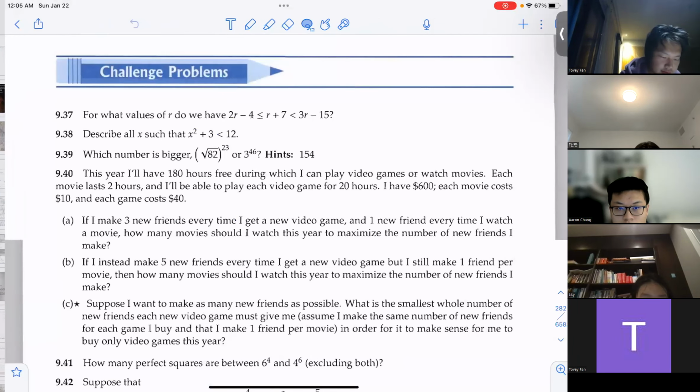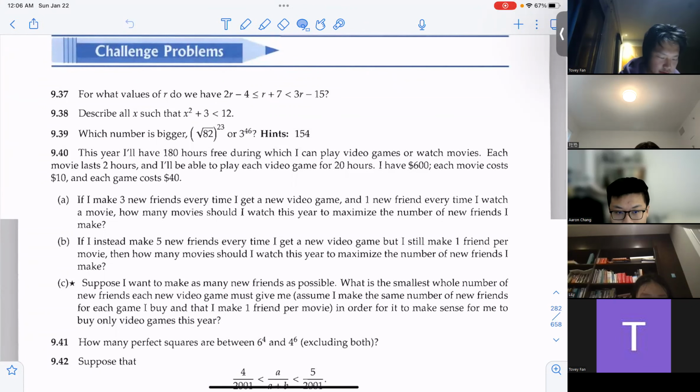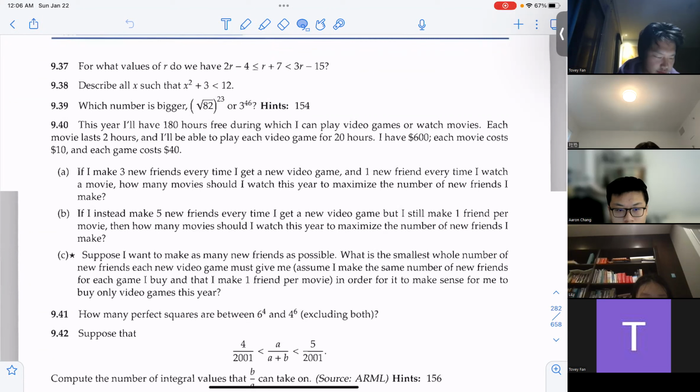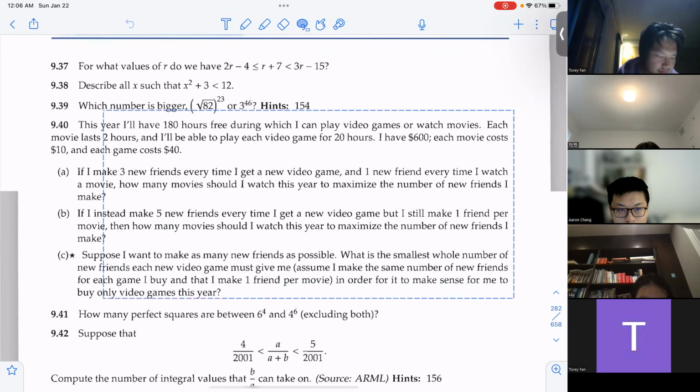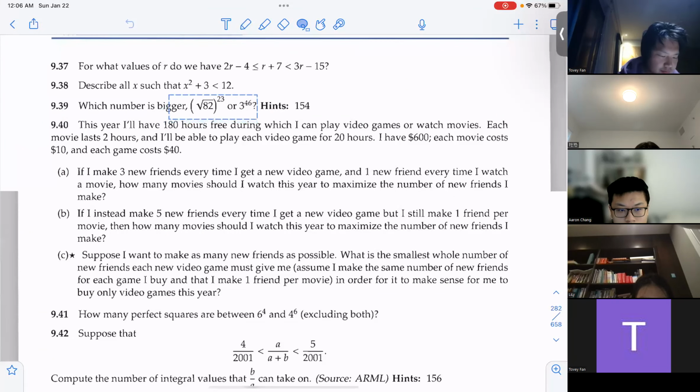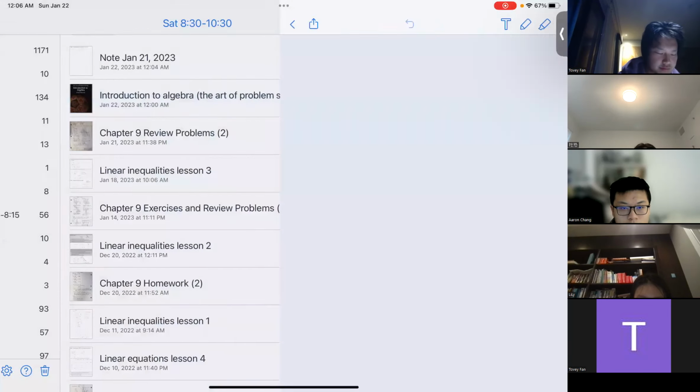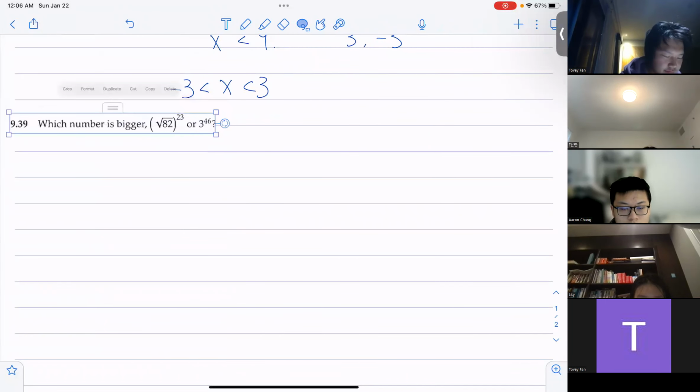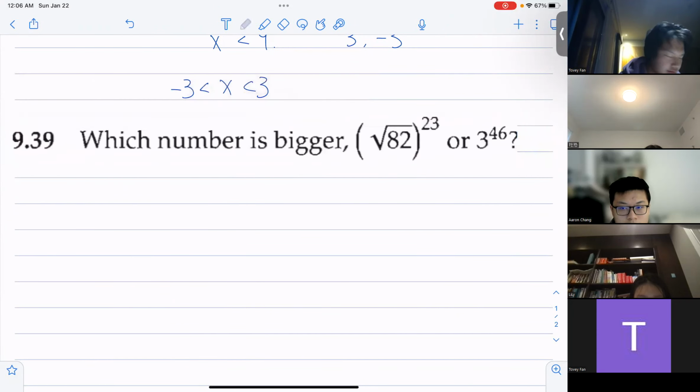All right. Next. Maybe I don't want to do everything here. Let's say we do a word problem. Which number is bigger? Okay, maybe let's have a look. This just involves some trick, so it shouldn't be too hard. Does anyone have any idea?